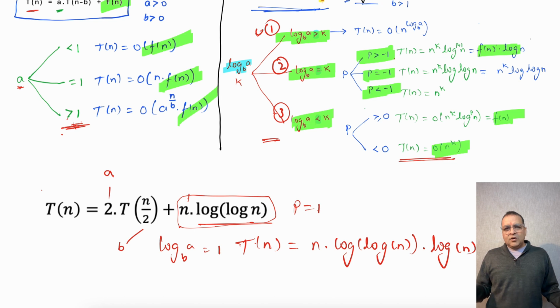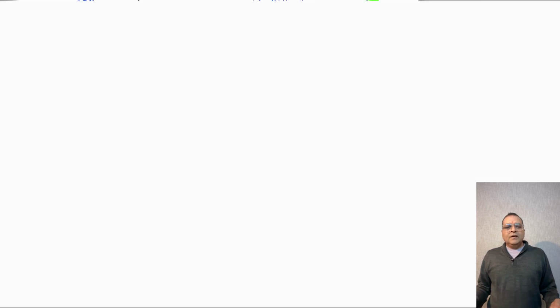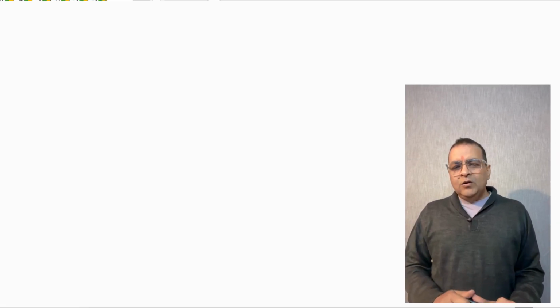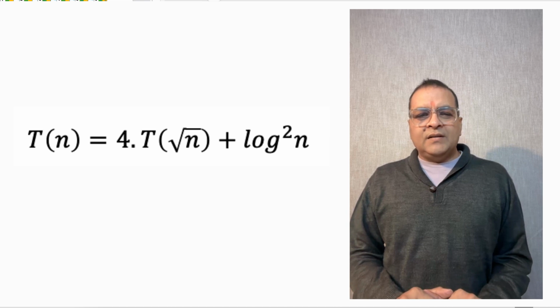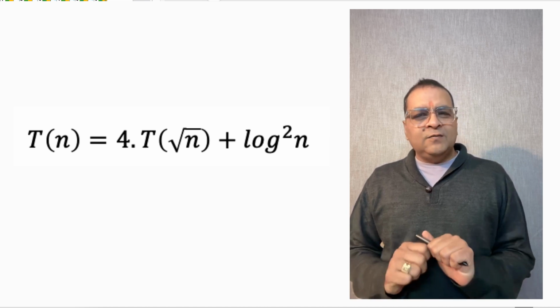I know that the master theorem looks bulky and it can be really intimidating, but you must remember that even though it is lengthy, it is not that difficult. Let me leave you with one question. How will you solve this recurrence? Tn is equal to 4T of square root of n plus log squared n. This is for you to solve.